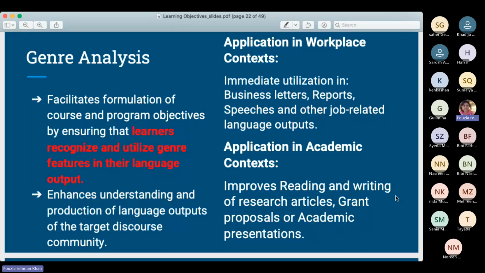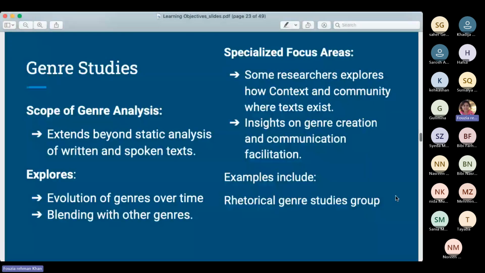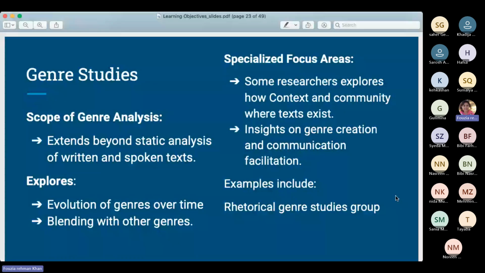So it can be immediately put to practice in an academic context as well as in a professional context. Okay. Now, moreover, what do we do with this and how is it different from register analysis?